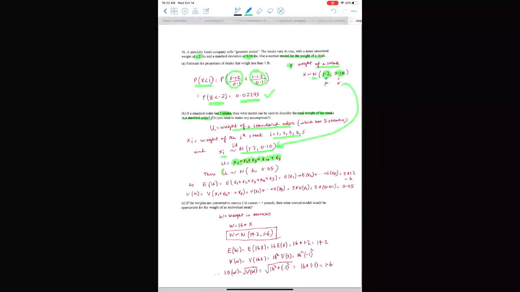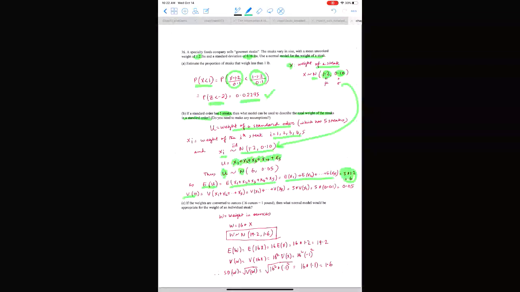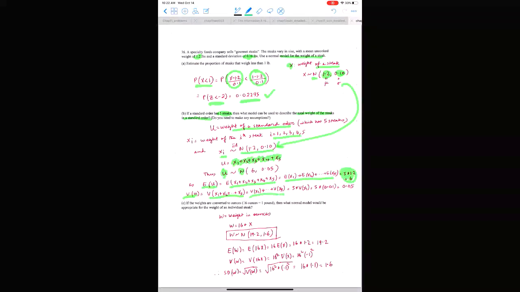Then U follows a normal distribution, where the expected value of U is the expected value of the sum, which is the sum of the expected values, which is equal to 5 times 1.2, which is 6. The variance of U is the variance of the sum, which is equal to the sum of the variances, which is equal to 0.05, and that is why U has the following distribution: normal with mean 6 and standard deviation of 0.05.